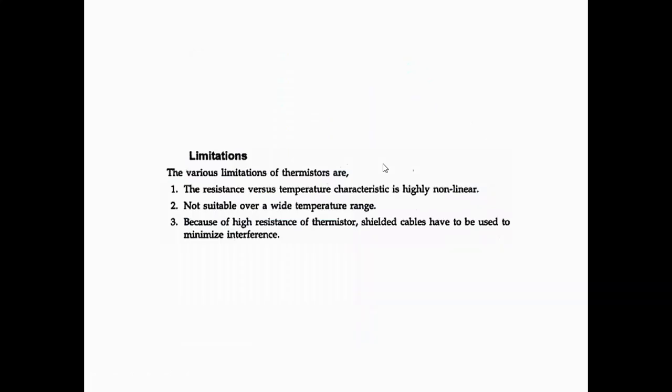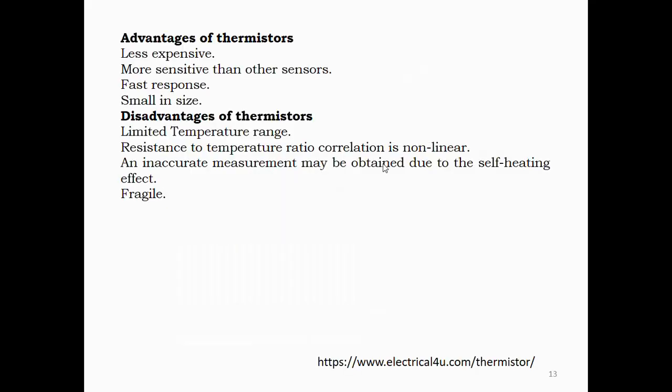There are some limitations. The resistance versus temperature characteristic is highly non-linear. It is not suitable for a wide temperature range because of the high resistance of the thermistor. Shielded cables have to be used to minimize electromagnetic interference. The advantages are that it is less expensive, more sensitive than other sensors, has fast response, and is small in size. Disadvantages, as we discussed, are limited temperature range and non-linear ratio. An inaccurate measurement may be obtained due to the self-heating effect, and it is fragile.